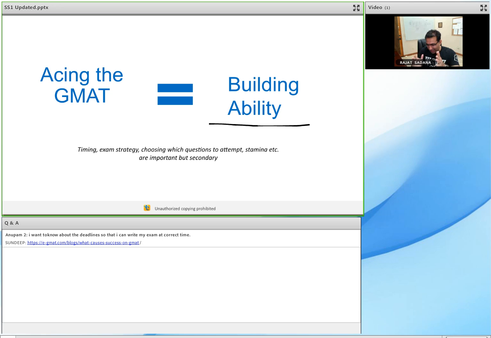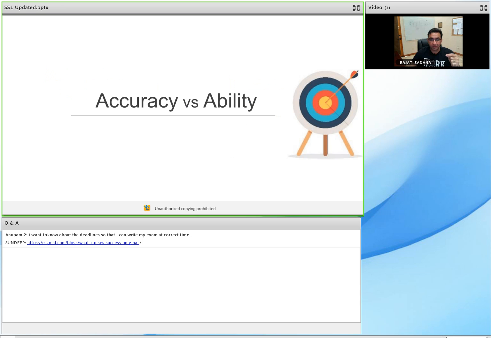Now, if I were to really just emphasize how much of a distant second it is, 80% of your score would be dependent on your ability, probably the last 20% on this. The problem really is people focus on that 20% because it seems easy to fix. They don't focus on this 80%. If you don't get that 80%, that 20% won't matter. Okay. So just to really tell you accuracy versus ability over here, how different it is.